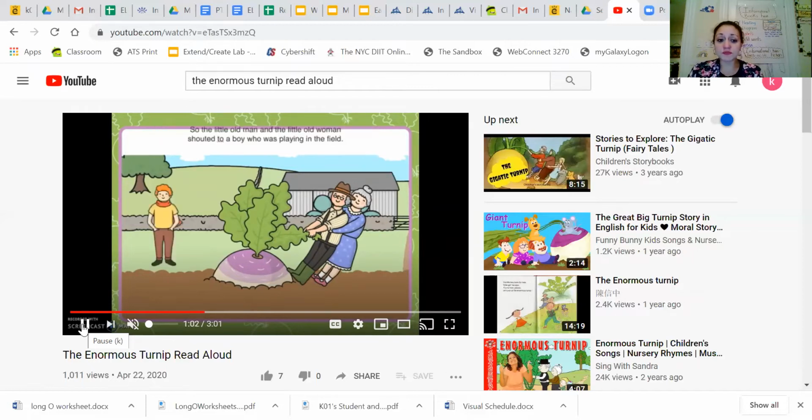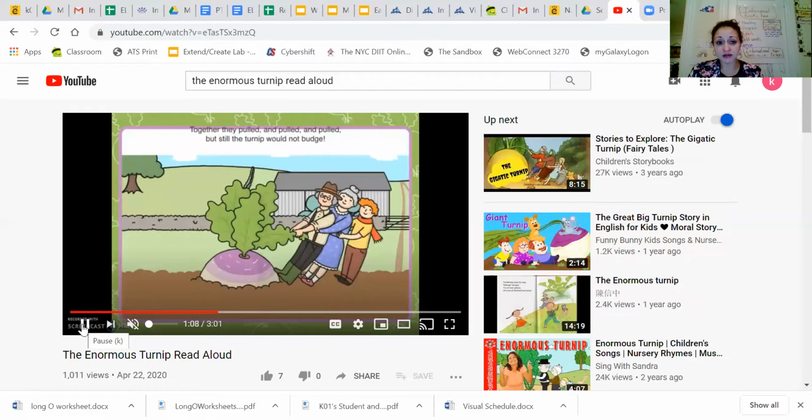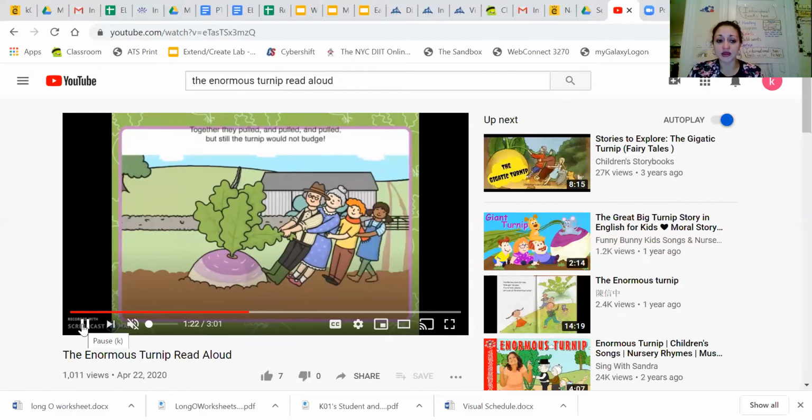So the little old man and the little old woman shouted to a boy who was playing in the field. Together they pulled and pulled and pulled, but still the turnip would not budge. So the little old man, the little old woman, and the boy shouted to a girl to help them. Together they pulled and pulled and pulled, but still the turnip would not budge.